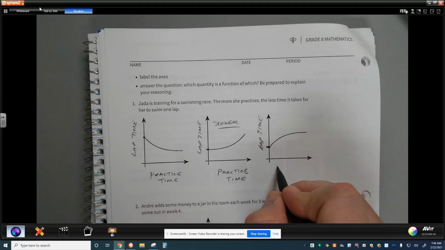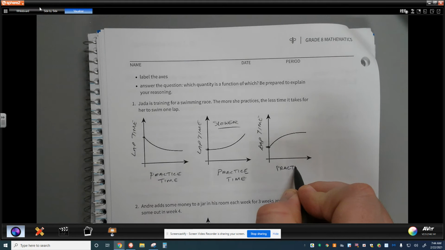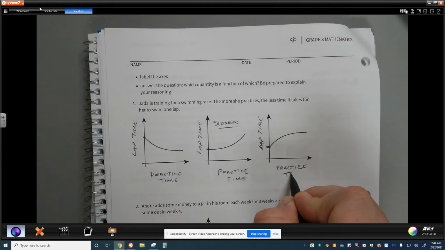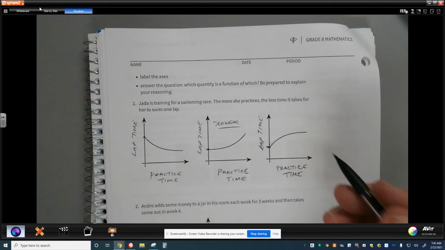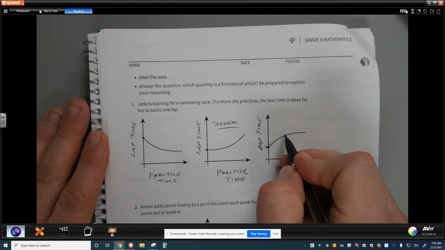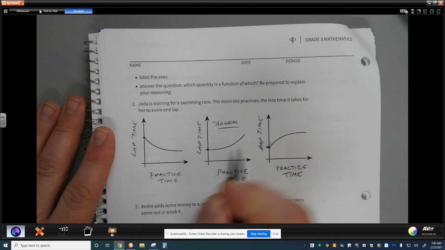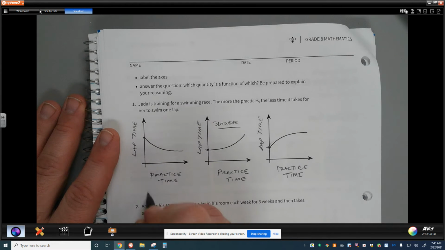As the practice time increases, her lap time actually increases, but then kind of plateaus. So it wouldn't make sense right here. This does not indicate that she's getting faster. This one definitely does indicate that she's getting fastest.